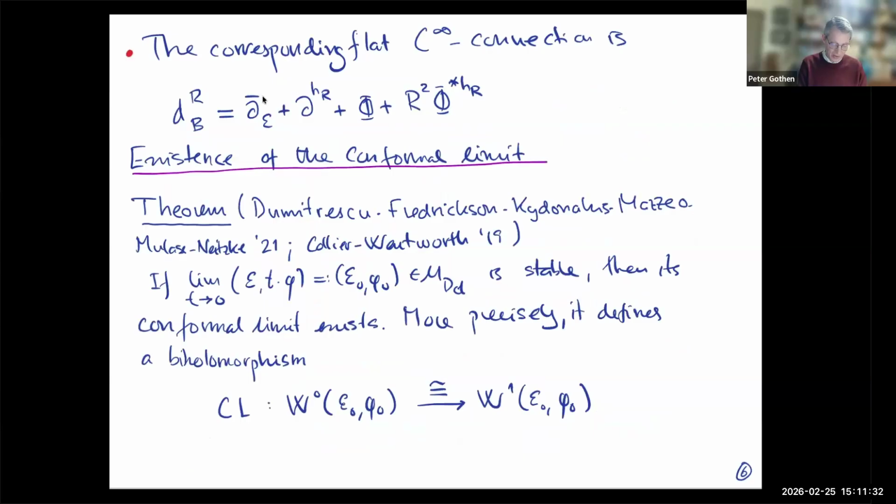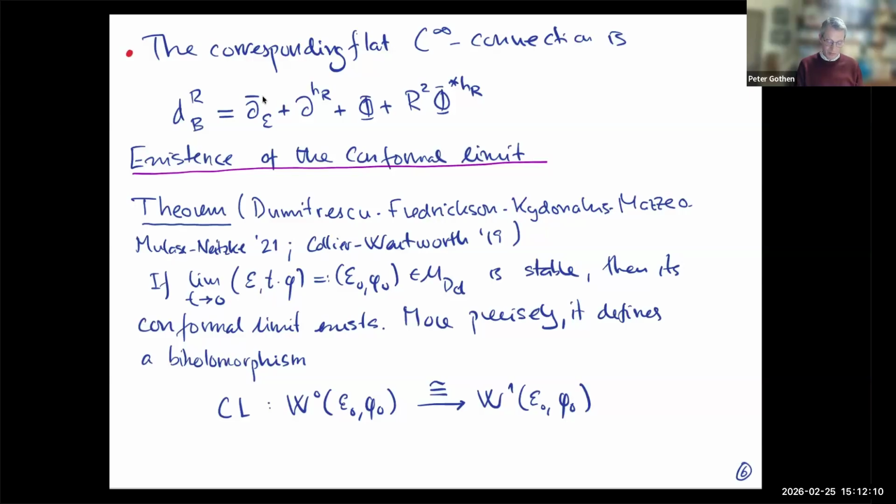The existence of the conformal limit is known, as I said. It was conjectured by Gaiotto, proved first by Dumitrescu, Fredrickson, Kydonakis, Mazzeo, Mulase, and Neitzke for what's called the Hitchin component, and then later by Collier and Wentworth, who proved it in more generality, which is the statement I'm going to give you. What they say is that if you take a Higgs bundle whose C star limit at 0 is stable, so that's almost any Higgs bundle, in particular in the coprime case it is any Higgs bundle, then you have a conformal limit.